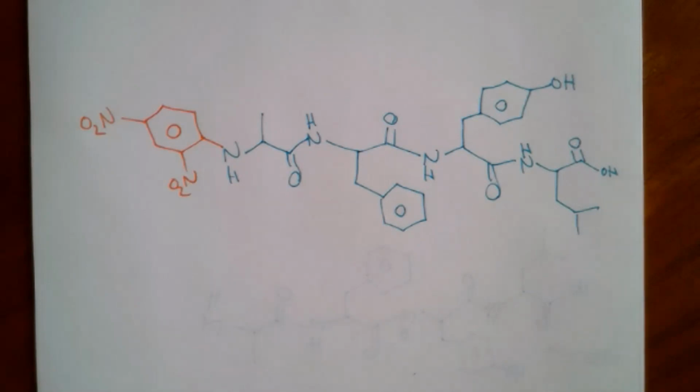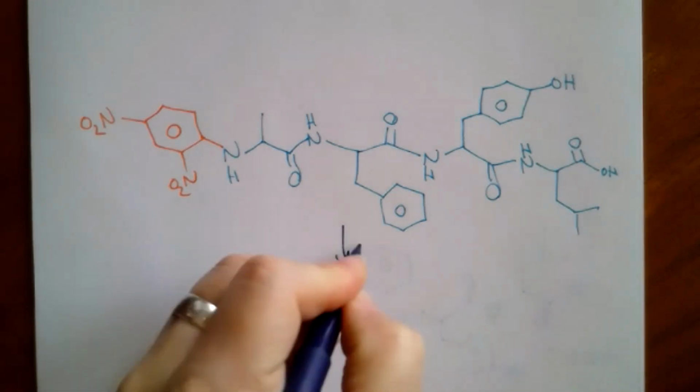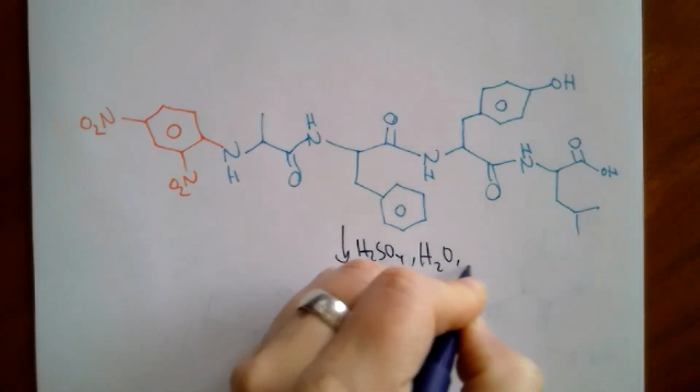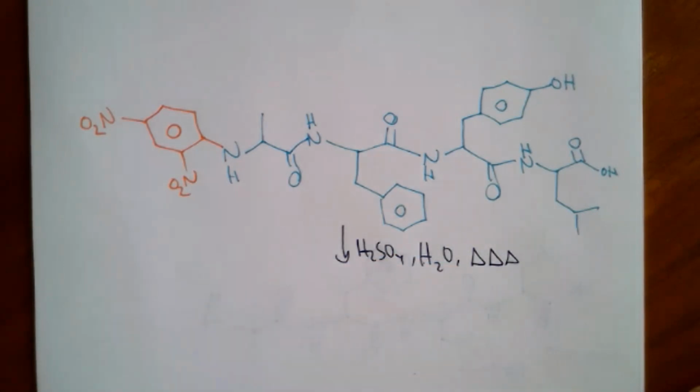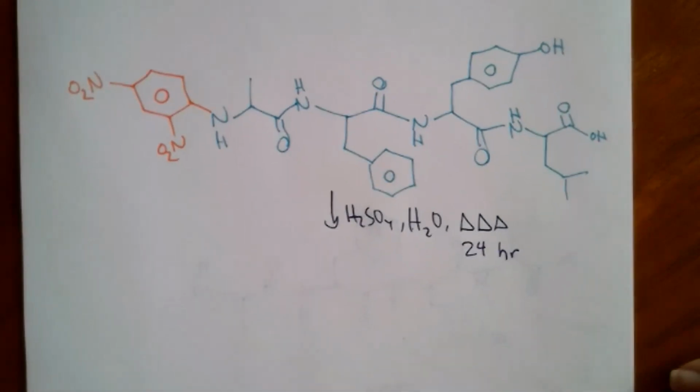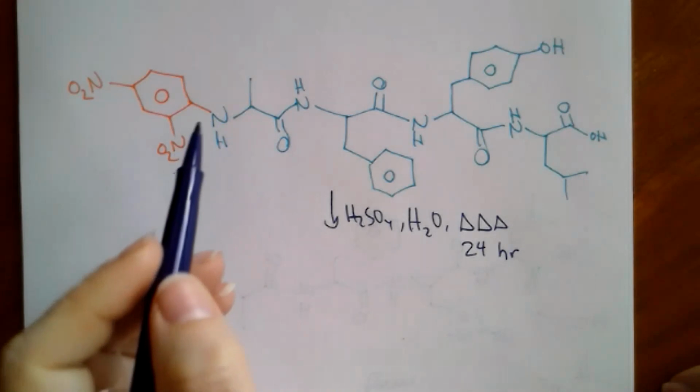So I'm going to hydrolyze this with sulfuric acid, water, and high heat. I'm going to heat it a lot, for maybe 24 hours, so that I can make sure I completely hydrolyze this peptide entirely. It's a peptide. It's got a bunch of carboxylic acid derivatives. It's got a bunch of amide bonds. We're going to hydrolyze every amide bond.